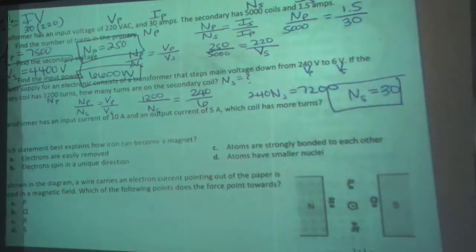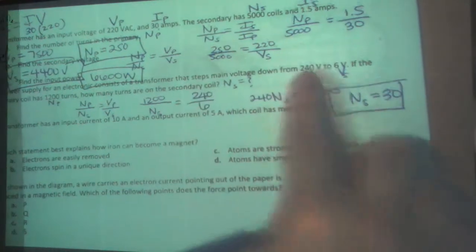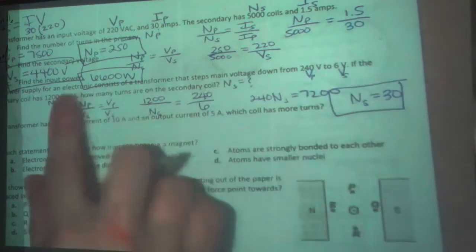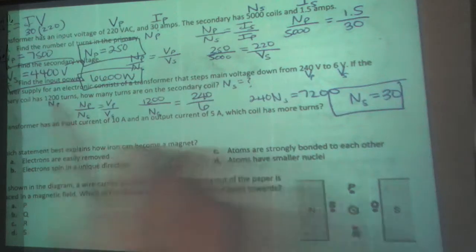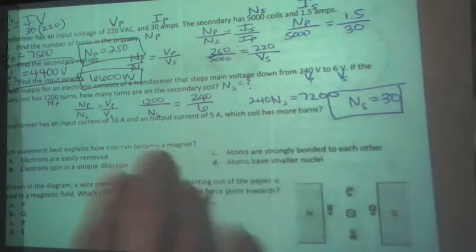And then we always should check. This is a step down, so I should have fewer coils on the secondary. I started with 1,200, now I have 30, so it did get stepped down.